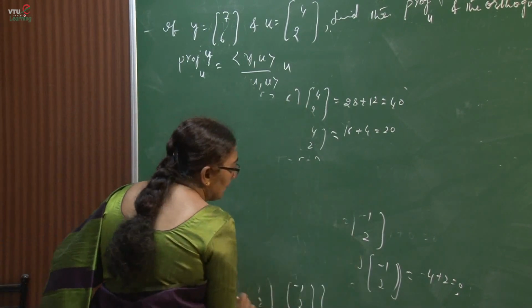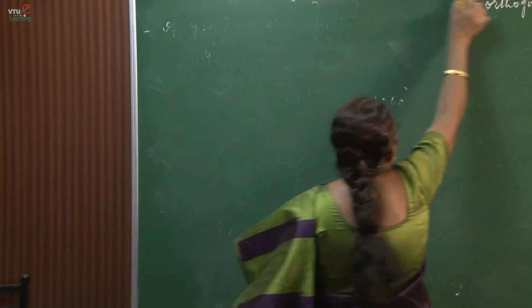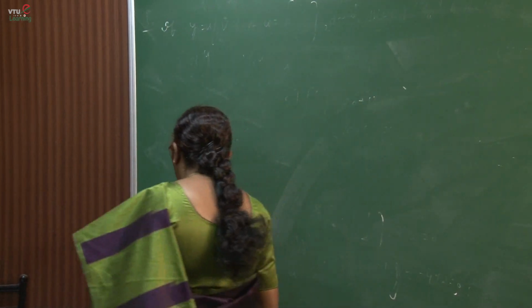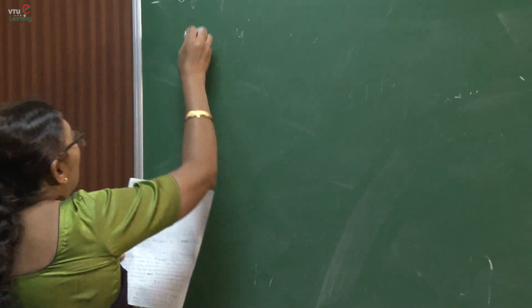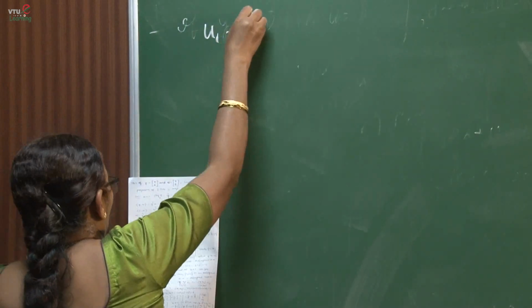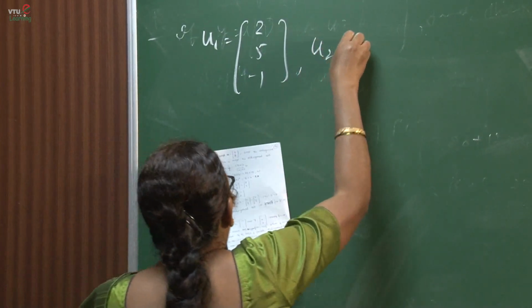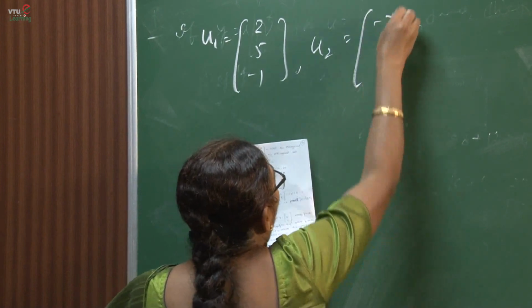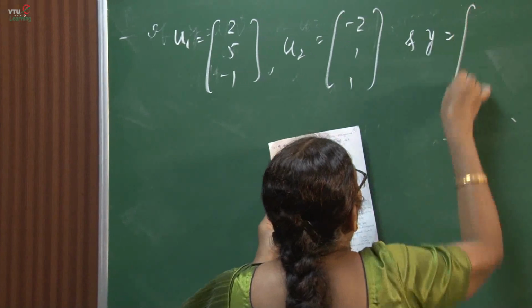Yeah, the last problem I'm not going to do fully because you already explained in this problem. Only the new thing I'm going to give a hint, you try and do it. Okay. U1 is 2, 5, minus 1. U2 is minus 2, 1, 1. And Y is 1, 2, 3.